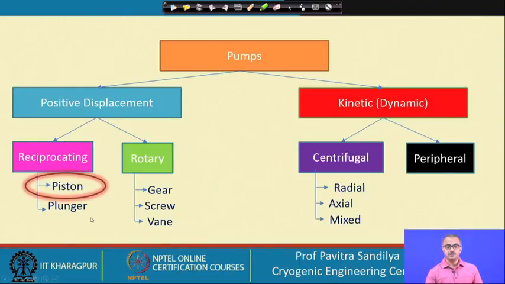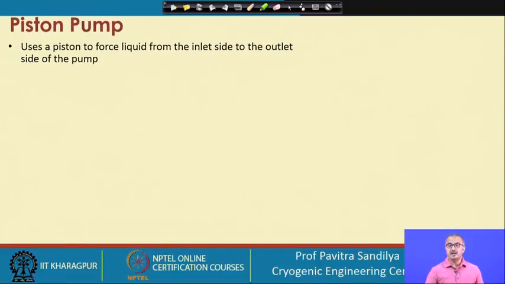So now we shall be selectively, not all of them, looking into the working of some of these pumps. First let us look at the piston pump. As the name suggests, it has a piston which moves to and fro to drive the liquid out and suck in the liquid. It is the same kind of syringe we find for our injection.